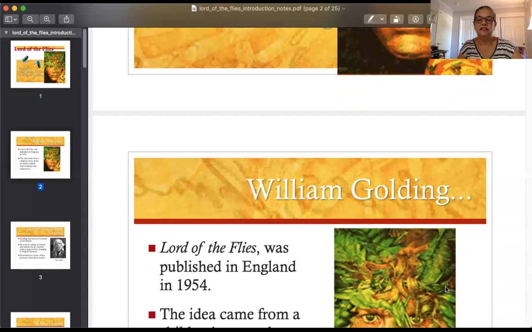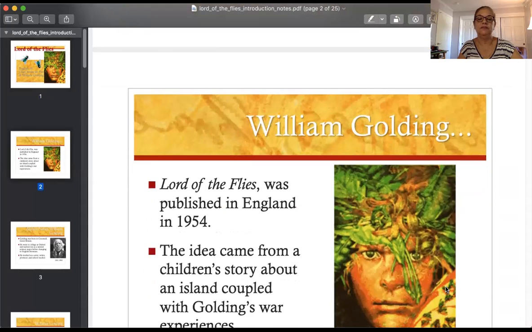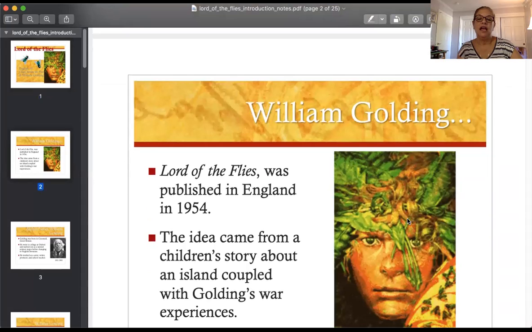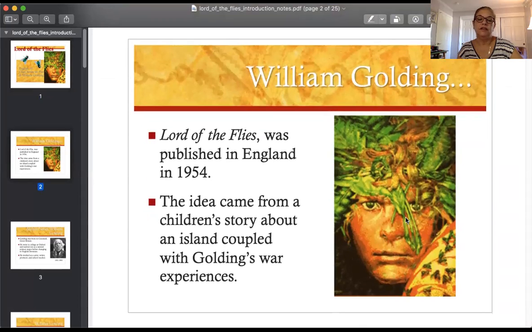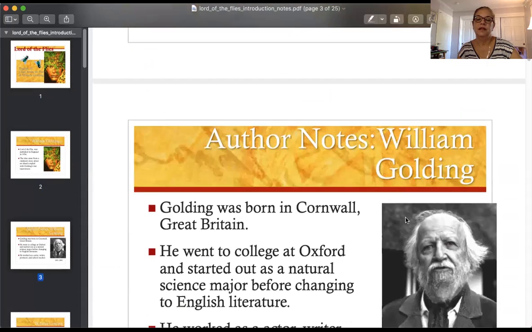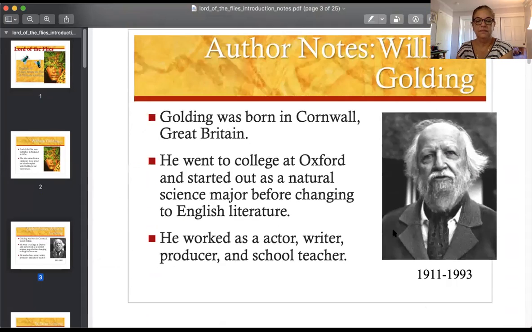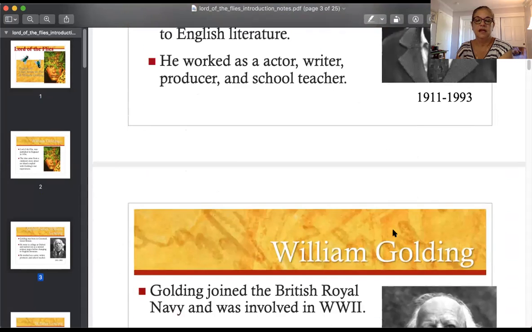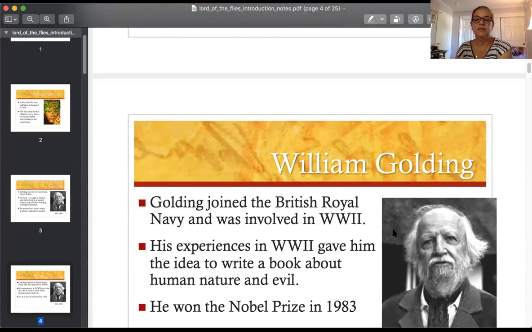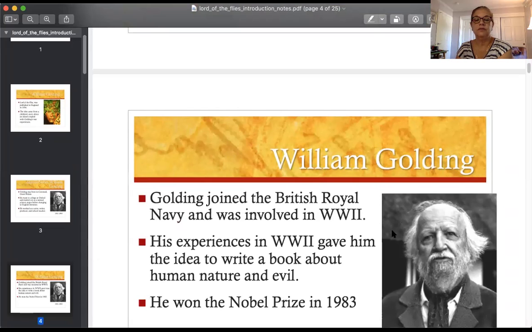William Golding. This book is pretty old. It was first published in 1954. And the idea came from a children's story about an island coupled with Golding's experiences in the war. Here's just some background information on the author. He was part of the British Royal Navy that was involved in World War II. So because of that, keep in mind that this book was written post World War II.